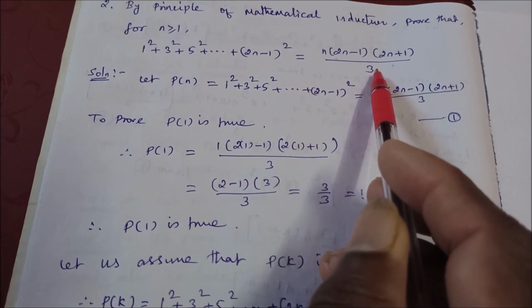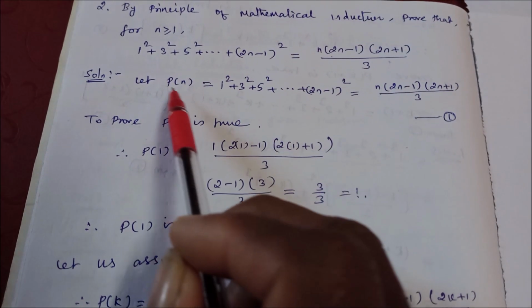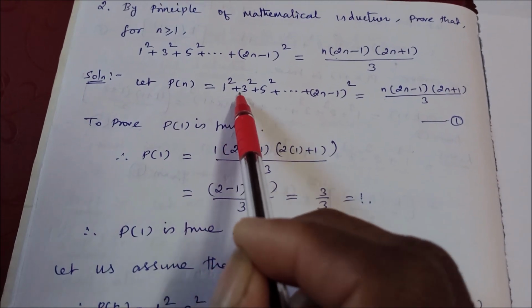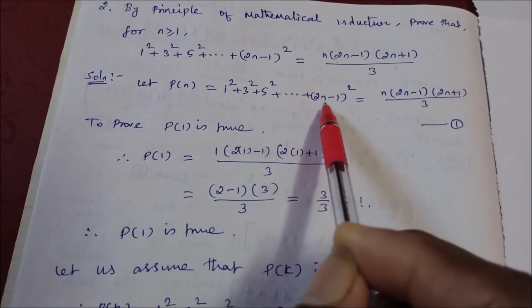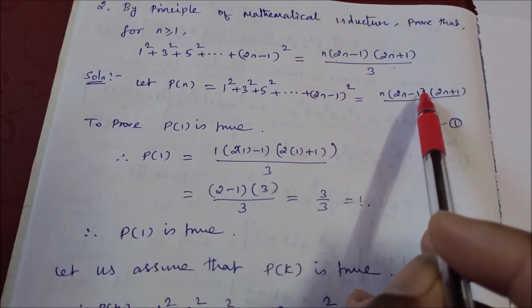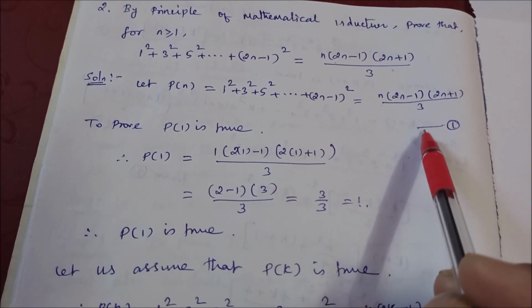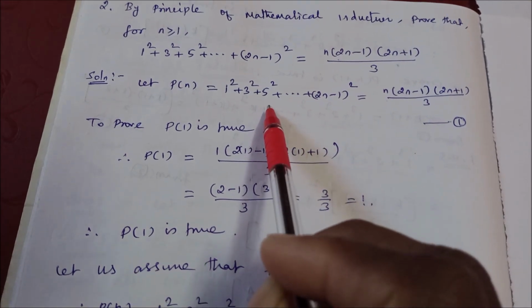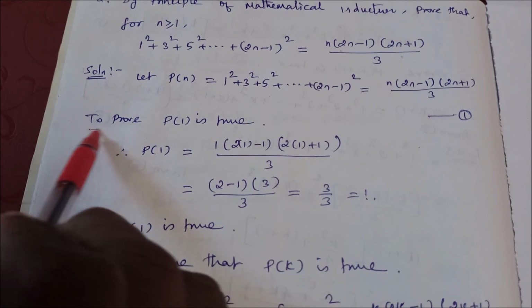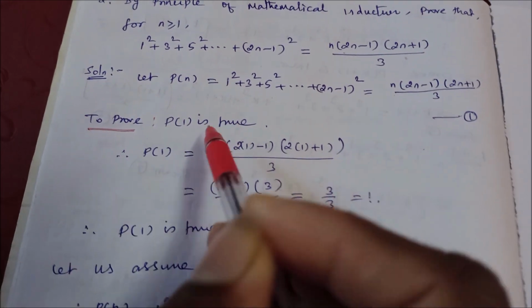So the common steps. The first one is, let us take the given problem as P(n). P(n) equals 1 square plus 3 square plus 5 square etc. plus (2n minus 1) whole square equals n into (2n minus 1) into (2n plus 1) by 3. Equation number 1. To prove P(1) is true. So the given task is to prove P(1) is true.